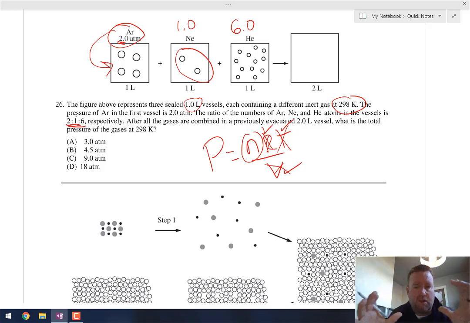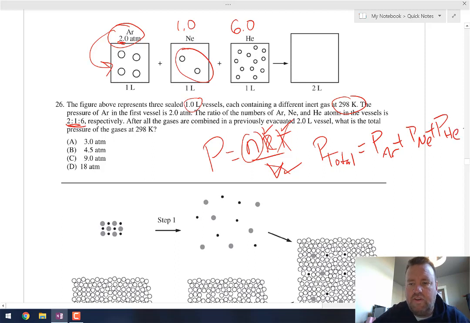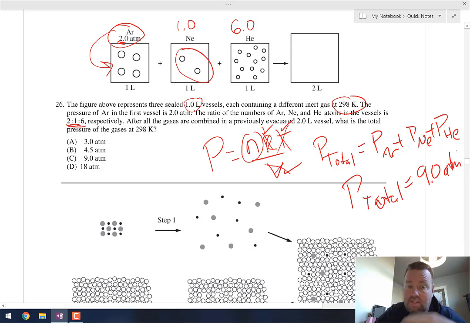Now we also know that if you combine all those gases together, so take the argon, the neon, and the helium, and combine them all into the same 1 liter container, the total pressure would equal the pressure of argon plus the pressure of neon plus the pressure of helium. This is Dalton's law of partial pressures. You put those three together and you would get a total pressure equal to 9 atmospheres, in a 1 liter container. So if you take those 3 gases and put them into the helium container, your pressure is going to be 9 atmospheres.